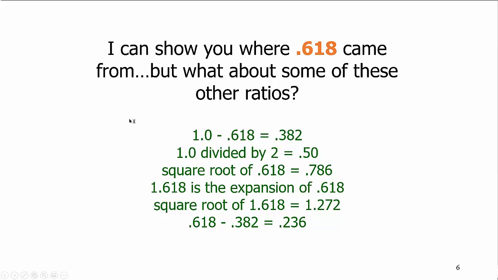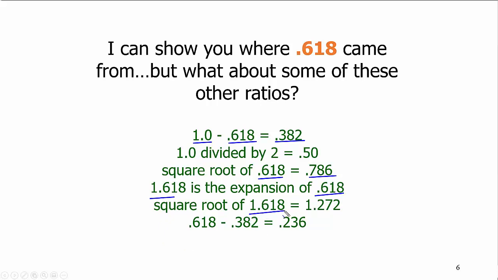But as far as the other ratios, okay, what do they have to do with anything? Well, they are all mathematically related. So for example, 1 minus 0.618 is going to give you the 0.382 that you see all the time. The square root of 0.618, for example, is going to be 0.786. Just goof around with that on your calculators. 1.618 is the expansion of 0.618.